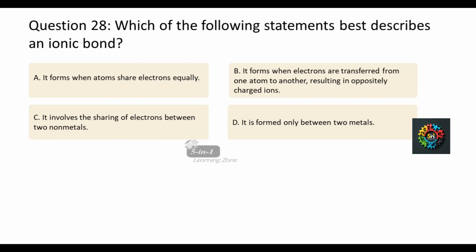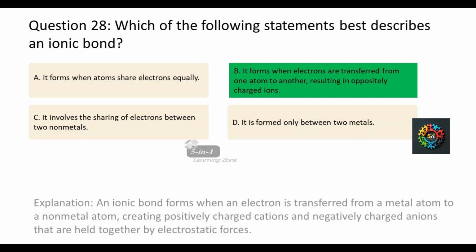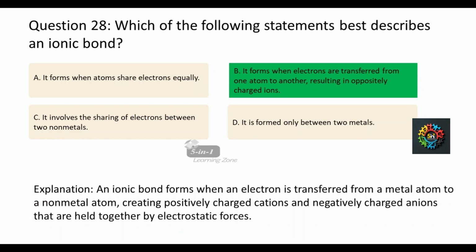28. Which of the following statements best describes an ionic bond? Answer: B. It forms when electrons are transferred from one atom to another, resulting in oppositely charged ions. Explanation: an ionic bond forms when an electron is transferred from a metal atom to a non-metal atom, creating positively charged cations and negatively charged anions that are held together by electrostatic forces.